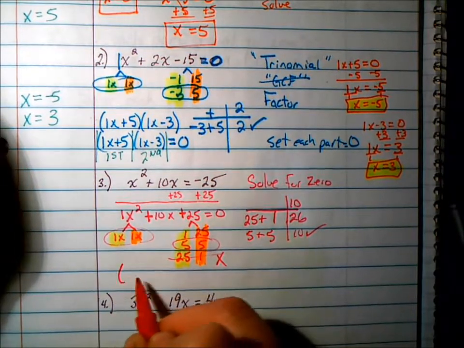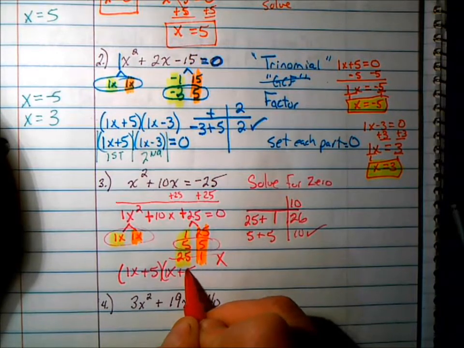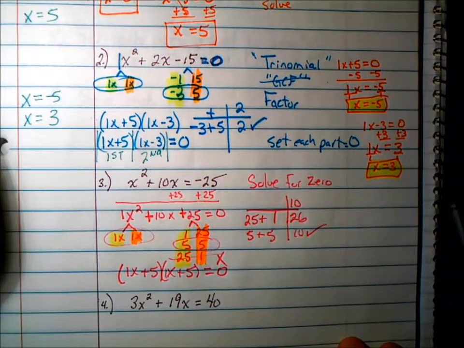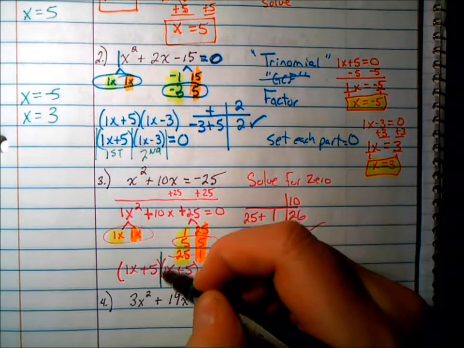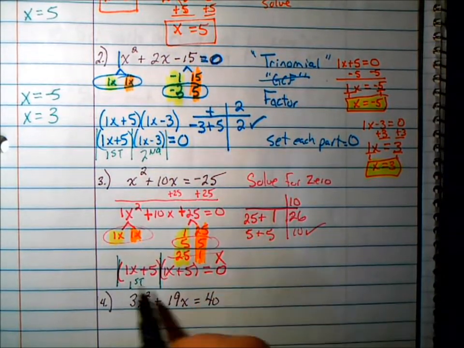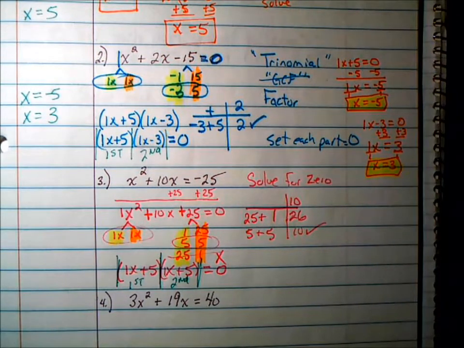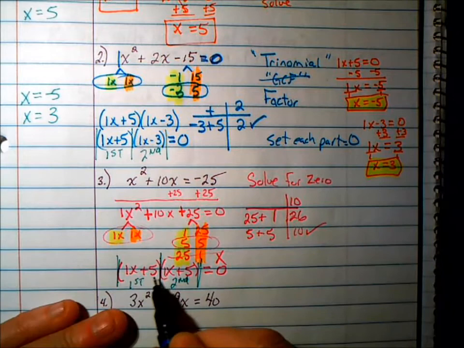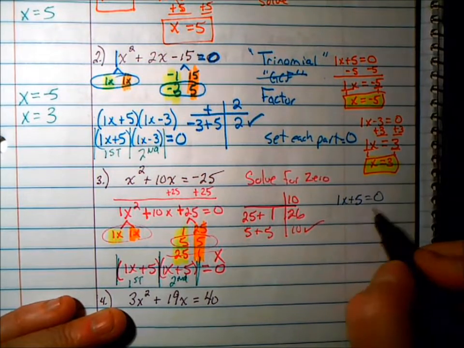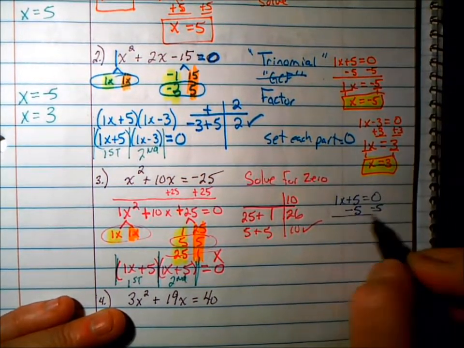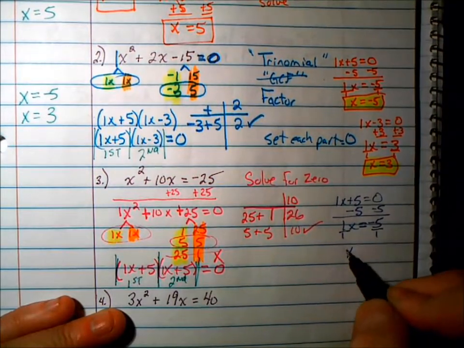If I write my binomials, that means I'll have 1x plus 5 times 1x plus 5, and it will equal 0. This is where I break it into parts. So basically I have my first section is the first binomial, and the second section is the second binomial, so I need to solve them. If I take the first one, I have 1x plus 5 is equal to 0. That means I need to subtract 5. Gives me 1x is equal to negative 5. Divide by 1, and x is equal to negative 5.